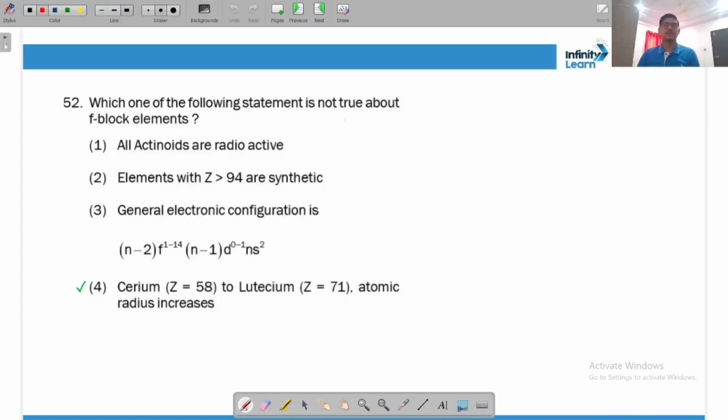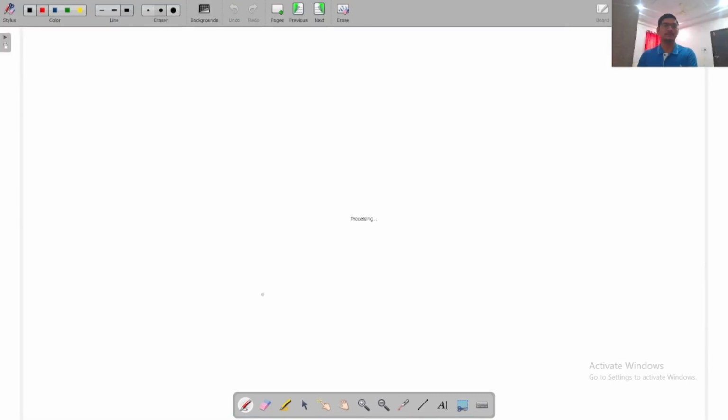Which of the following statements is not true about F block elements? These three statements are correct, but in case of cerium to lutetium, the atomic radius decreases because of the lanthanide contraction, right? Because of the poor shielding effect of 4f electrons, effective nuclear charge increases, and this is what we call lanthanide contraction, the decrease in the atomic radii from cerium to lutetium in 4f series elements.